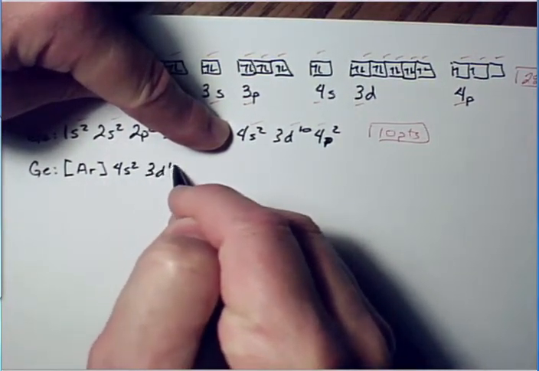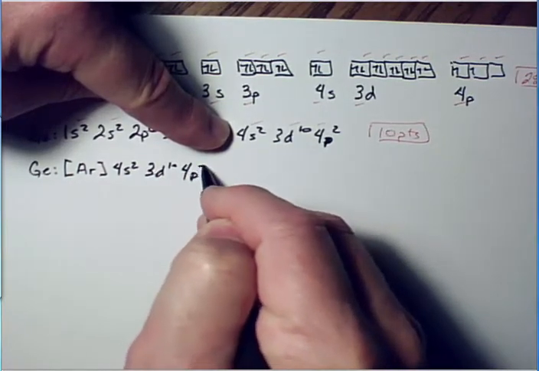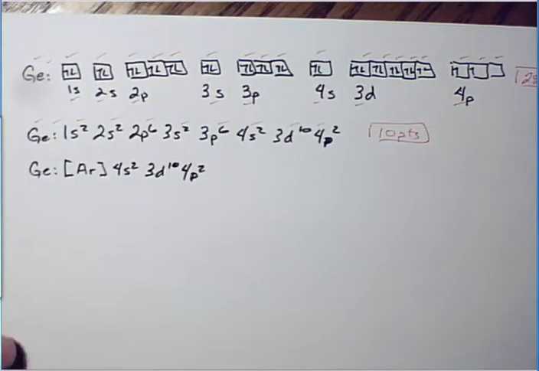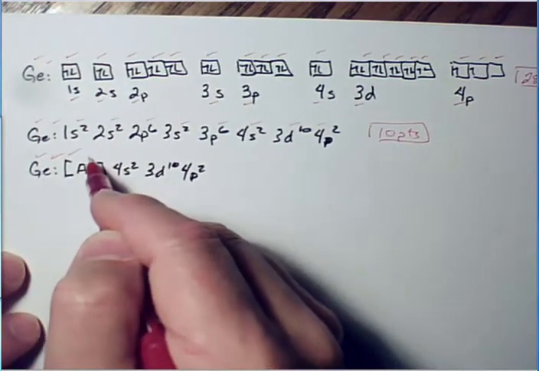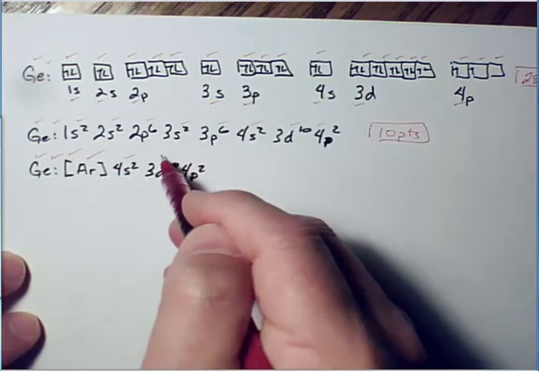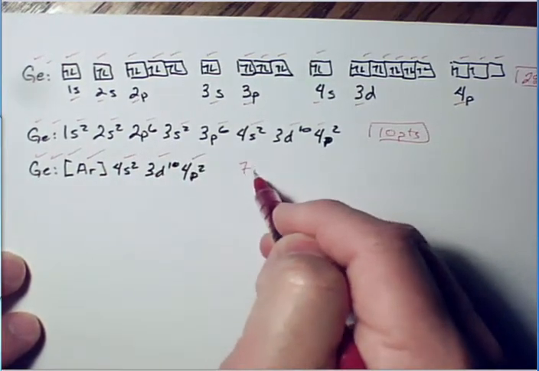4s2, 3d10, 4p2. Okay? Element symbol colon, that's 2. Brackets is 3. Symbol is 4. 5, 6, 7.